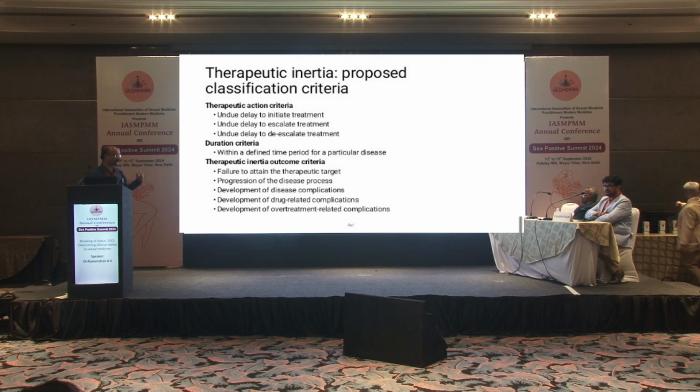For example, if we are considering diabetes, every 3 to 4 months we are doing HbA1c. So if in 3 to 4 months there is no escalation or de-escalation of therapy, it comes under clinical inertia. But in case of myocardial infarction or stroke, where we have to act immediately, even a delay in minutes or hours constitutes clinical inertia. Coming to the therapeutic inertia outcome criteria, there should be a failure to attain the therapeutic target which causes progression of the disease or development of complications, or development of drug-related complications or over-treatment related complications, which is an example of reverse clinical inertia.